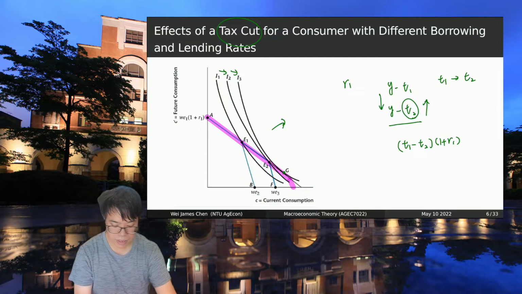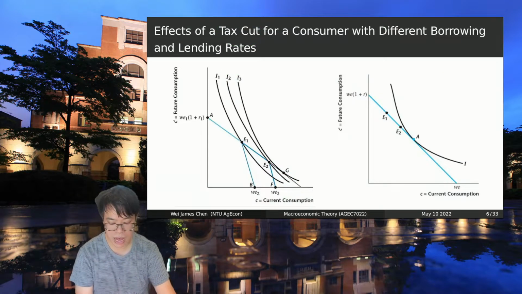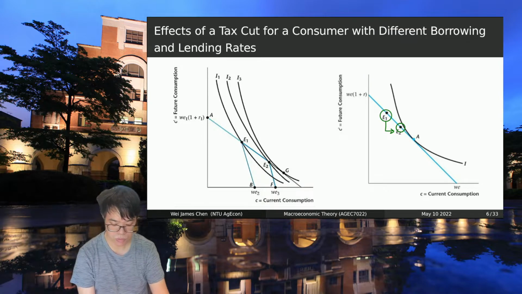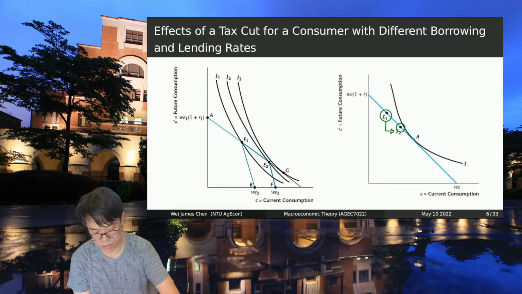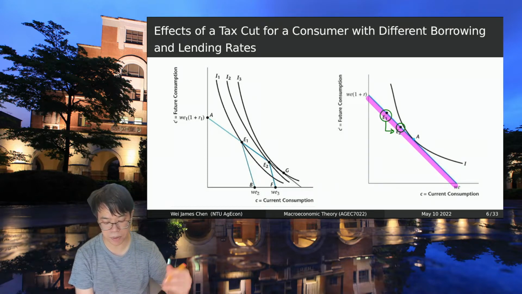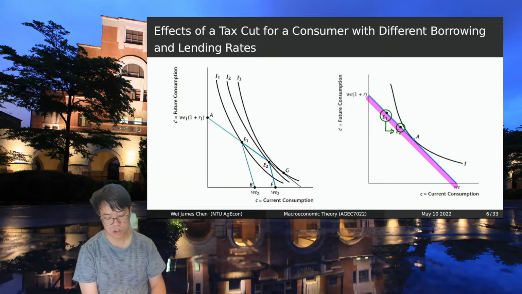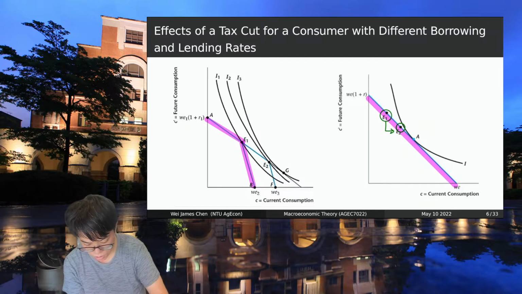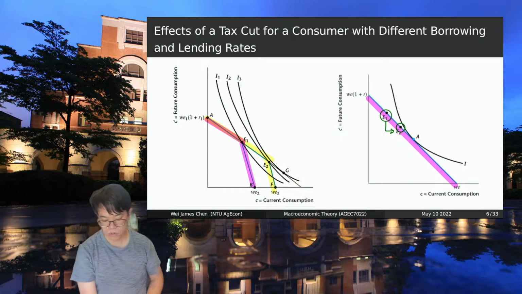Okay, and compared to what we had from last week, with the tax cut, your endowment point moved from E1 to E2. But no matter what, it's the same budget constraint. The budget constraint doesn't change. Here, this is the original budget constraint, and this is the new budget constraint. So the budget constraint changes, right?